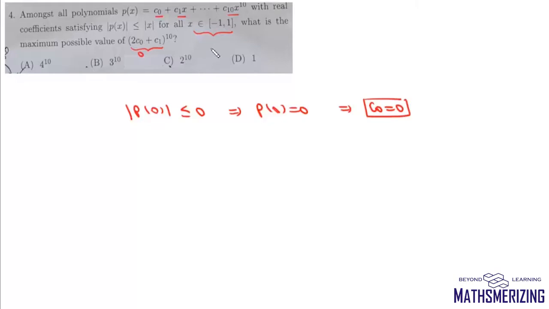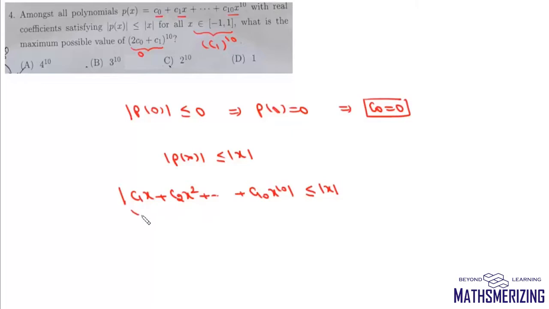So here we'll put c0 as 0. So this expression reduces to c1 to the power 10. Now we need to find the maximum possible value of c1. Now we are given that mod of p of x is less than or equal to mod x. Now in this case, mod of p of x will be mod of c1x plus c2x square up to c10x to the power 10, and it should be less than or equal to mod x. Now basically it'll be the graph of some polynomial and this is the graph of mod x.